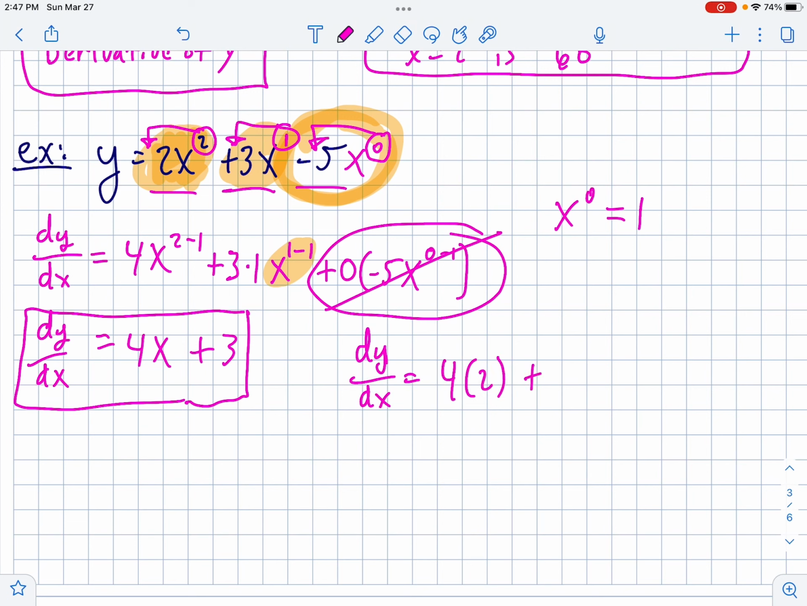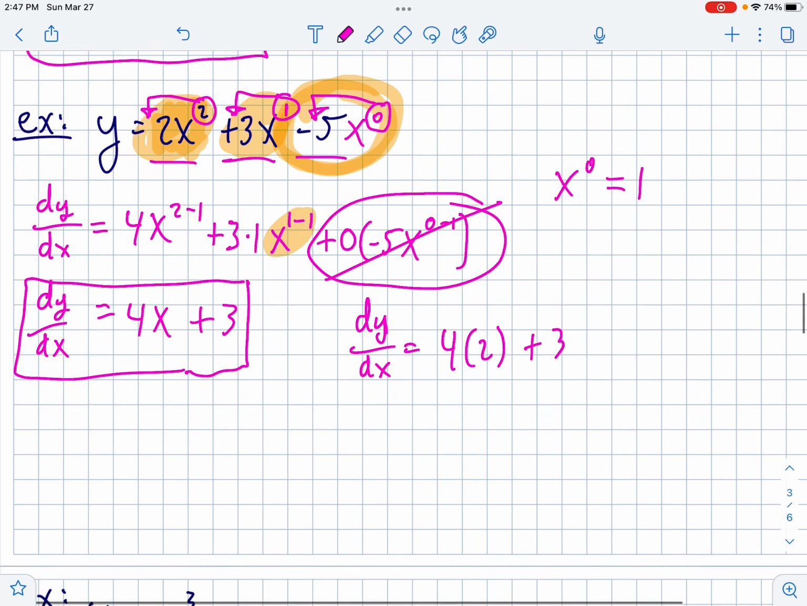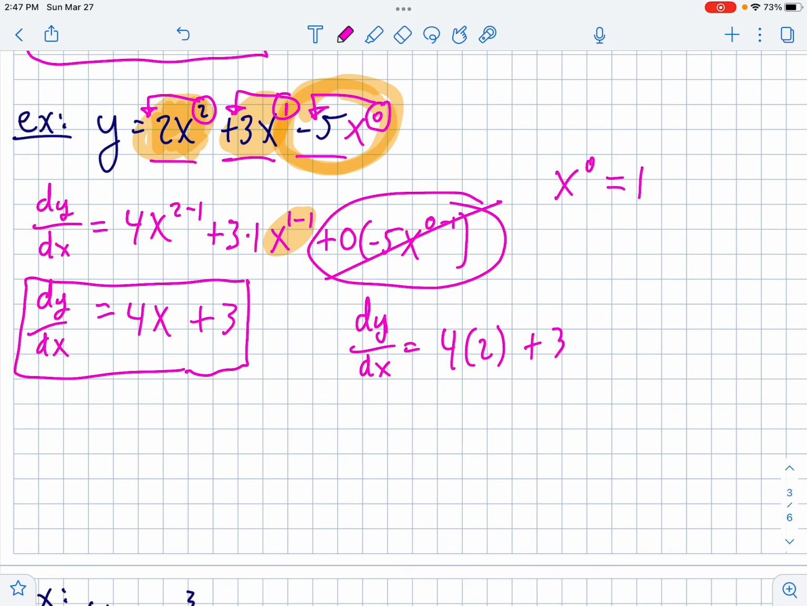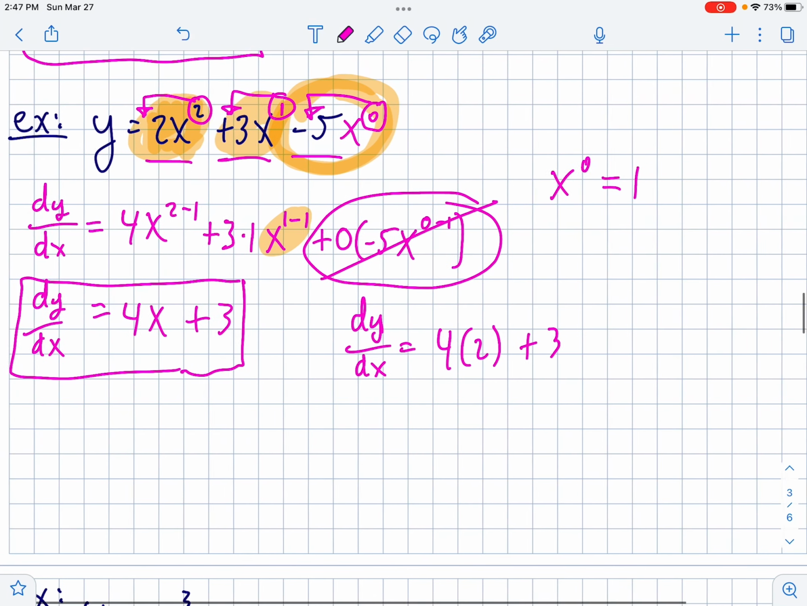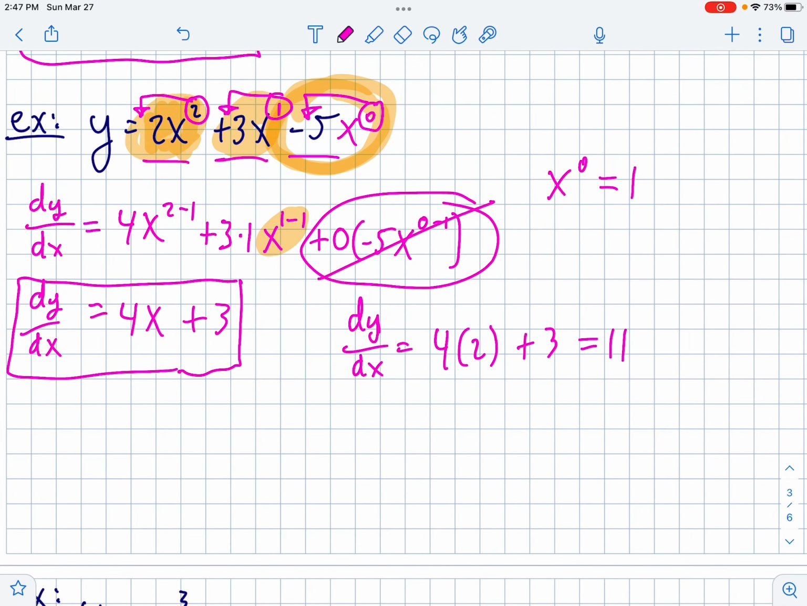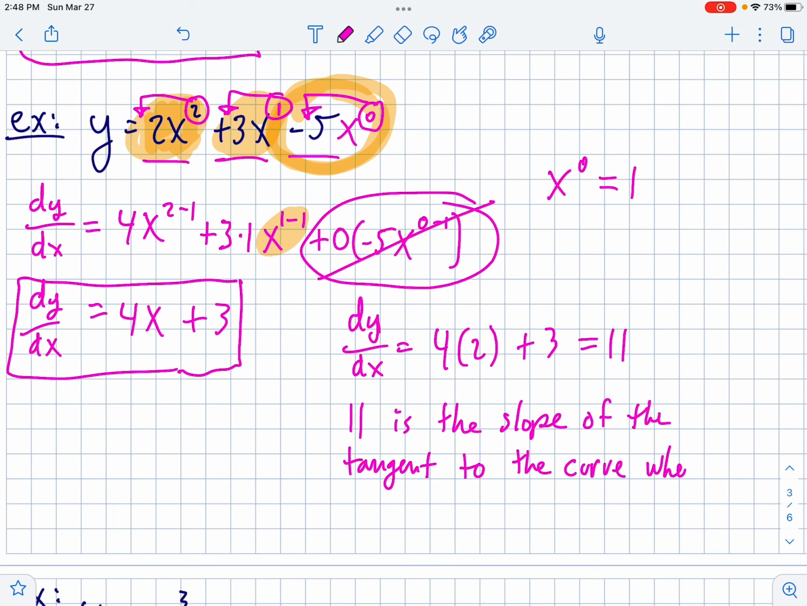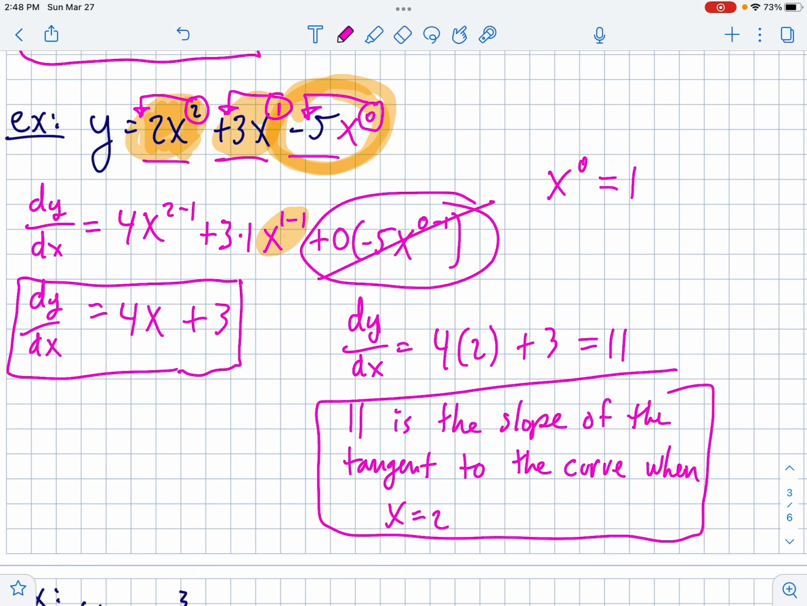Now we need to feed 2 into this. So we're going to do dy/dx: 4 times 2 plus 3. And that 2 won't always be the same. It's just the same for these examples, but it might change. You know, they'll tell you what point to plug in. So that 8 plus 3 is 11. So 11 is the slope or gradient of the tangent to the curve when x is equal to 2.